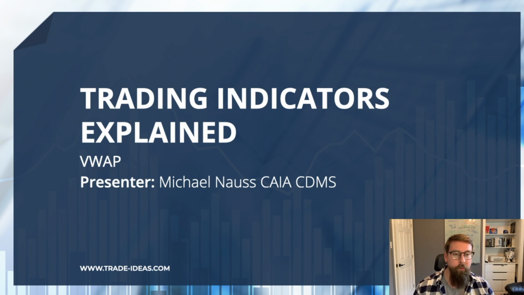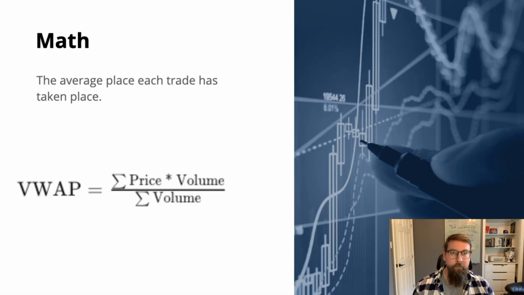So let's get right into today's topic, which is VWAP, so Volume Weighted Average Price. VWAP, not VWAP. I don't know why some people confuse that one, but that's what it is. So the math behind VWAP is very simple, but it's quite a bit for the system to do. But to understand, it's very simple. It's the average price at which a trade took place over a period of time.